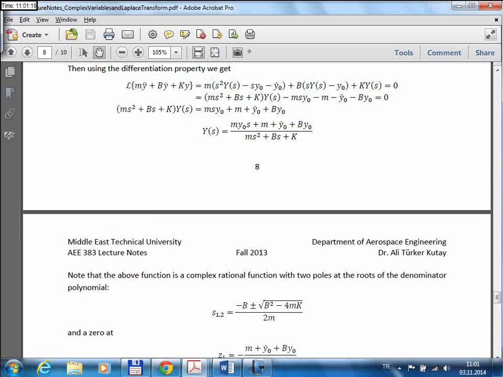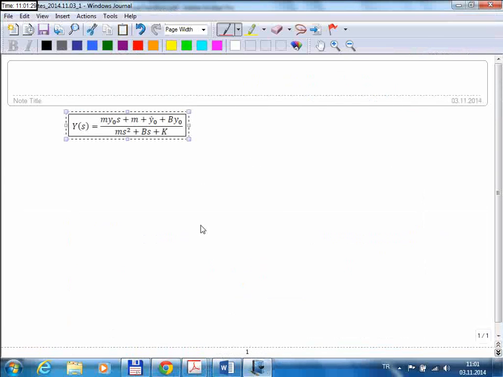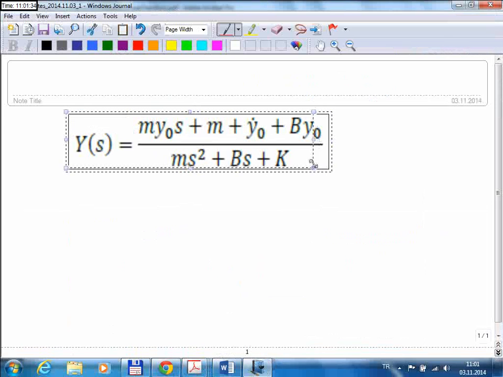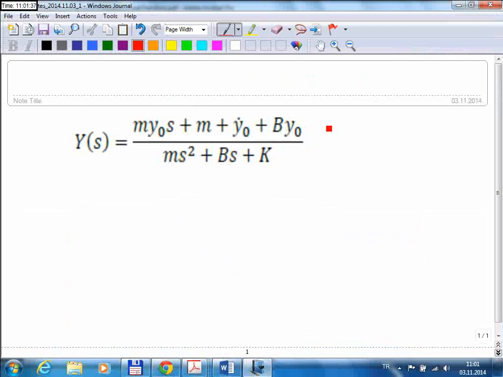Okay, so if you look at this result, it is just a rational function of s. So on the numerator we have a polynomial of s. In fact, it is a first order polynomial of s, since the highest s term is s itself. On the denominator we have a second order polynomial of s, and these two are written as a ratio, so this makes it a rational function. Okay, so this is my answer.